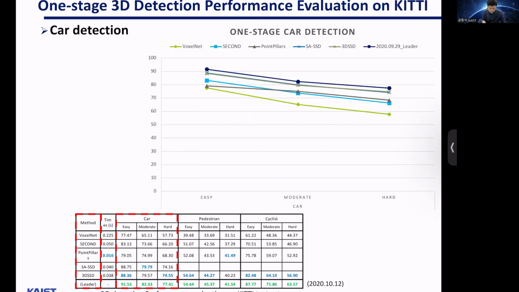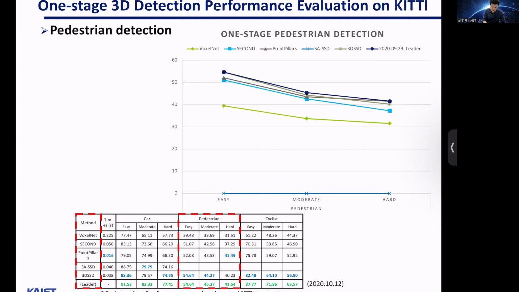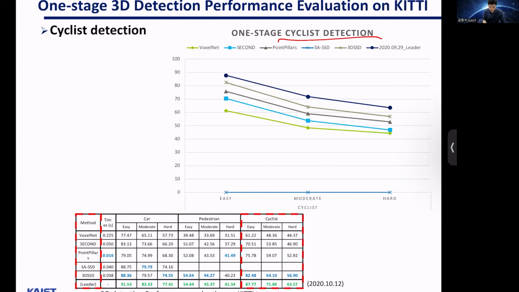Here's more details about their performance, depending on the types of test data. This one is car detection, pedestrian detection, cyclist detection, and you can see which network performs better than the others. Okay.